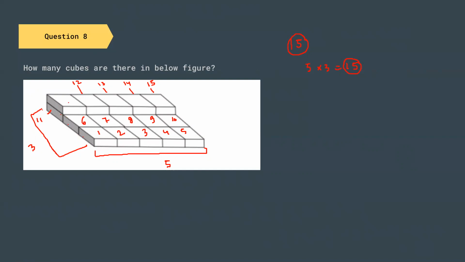Now let us come to the cubes that are present above the floor. So this is another cube, like this can be the 16th cube, this will be the 17th cube, this will be the 18th cube, this will be the 19th cube, and this will be the 20th cube. So the total number of cubes is 15 plus 5, that is equal to 20. So there are a total of 20 cubes in this 3D figure. So I hope this was understandable to you.